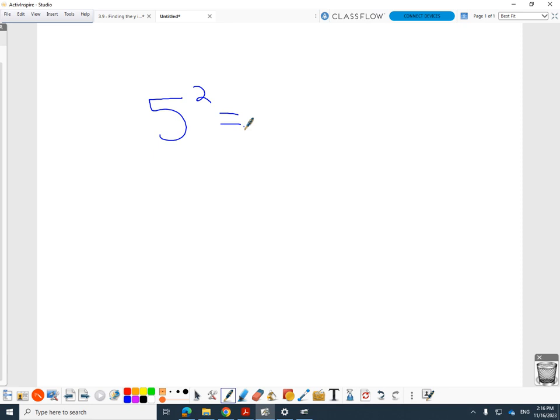What is multiplied by itself? Okay, let me just write that down. Multiplied by itself. Are we all okay with that definition of squaring? That's what it means, multiply by itself. Then you get to this question.